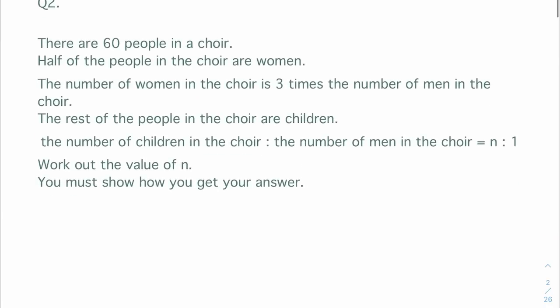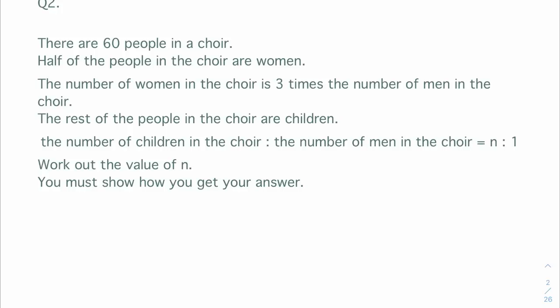Question 2, it says there are 60 people in a choir. Half the people in the choir are women, and the number of women in the choir is 3 times the number of men in the choir. The rest of the people in the choir are children. The number of children in the choir to the number of men in the choir is n to 1. Work out the value of n, and you must show how you get your answer.